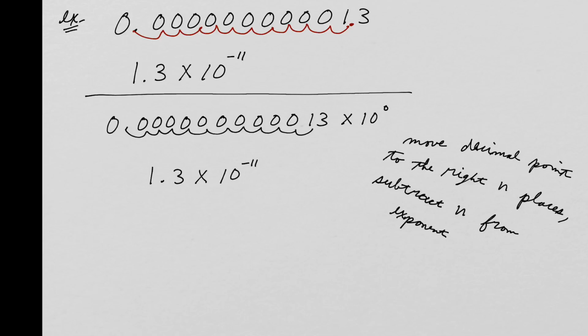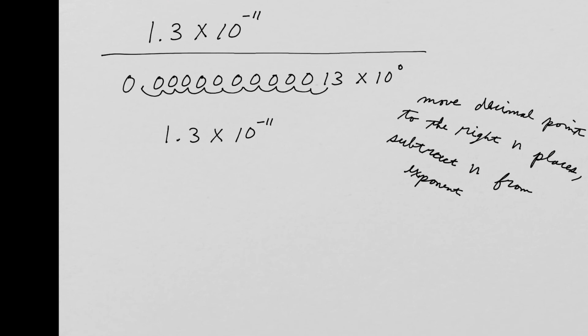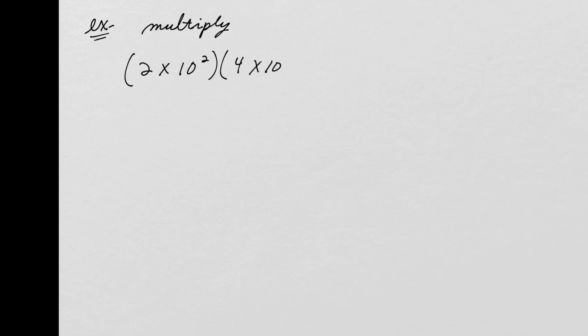Okay, what if you want to multiply or divide numbers when they're in scientific notation and you want your resulting answer to also be in scientific notation? Let's do a few examples like that. Let's say I want to multiply 2 times 10 squared times 4 times 10 cubed.